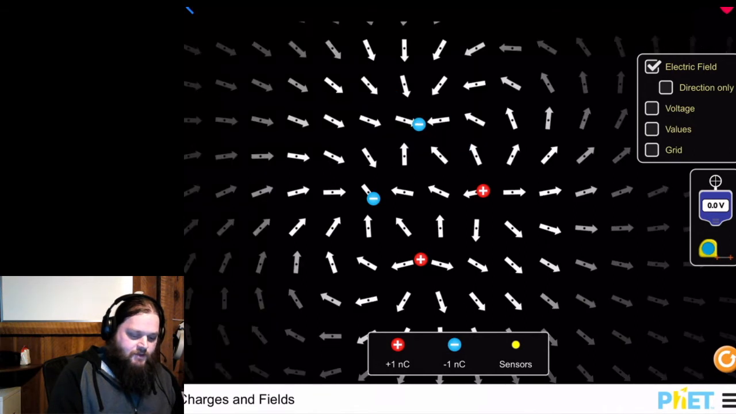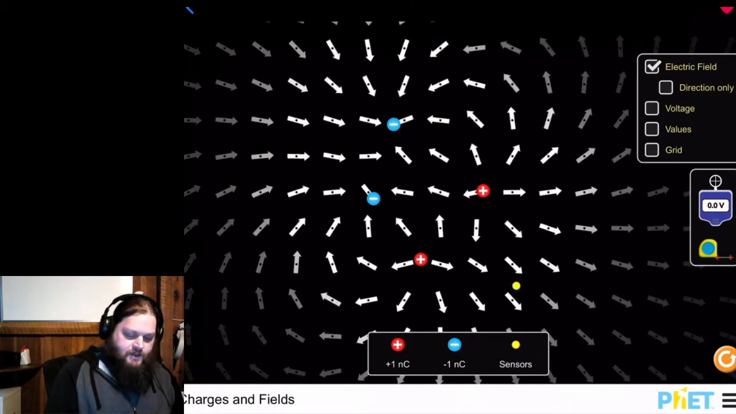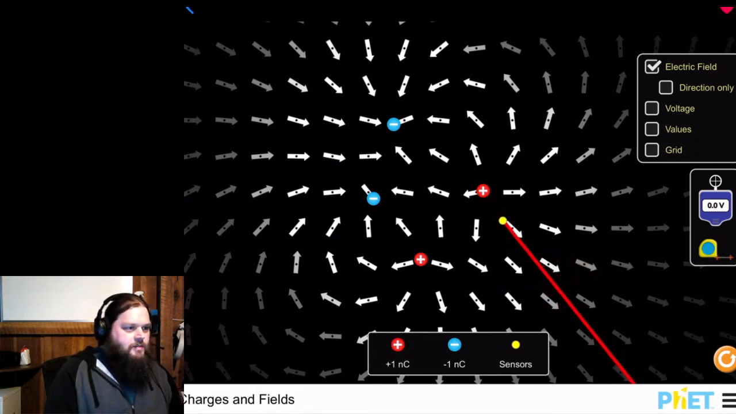So you can play with this if you go on their website, and you can move things around a little bit. You can even throw a sensor in there, this little yellow dot. This is kind of like a test charge, and it will show you the magnitude and direction of the electric field at any of these points. So the farther away we get from it, the weaker it's going to be. The closer we get to the charge, and notice it's going away from that positive charge, it gets stronger and stronger. As we loop around, it starts moving towards this negative charge here.